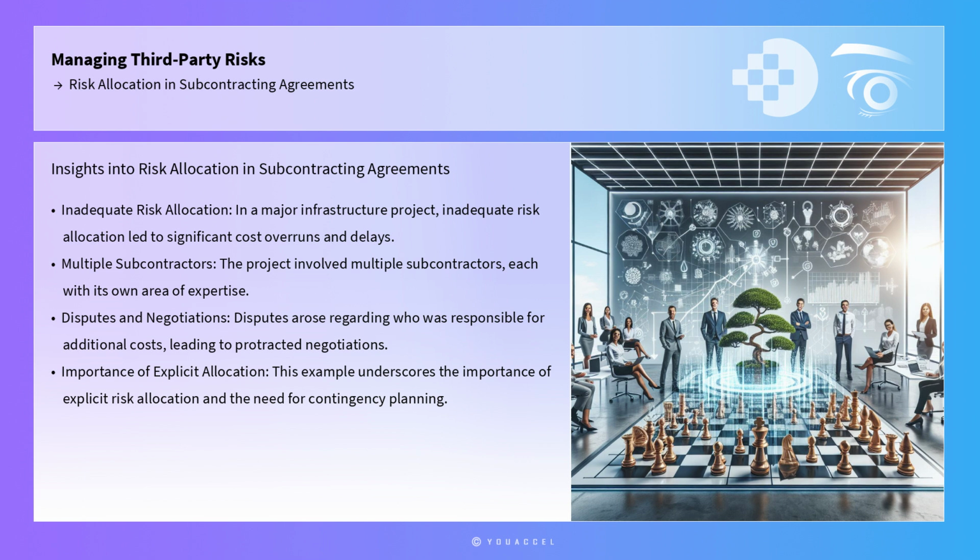Case studies provide valuable insights into risk allocation in subcontracting agreements. Consider the case of a major infrastructure project where inadequate risk allocation led to significant cost overruns and delays. The project involved multiple subcontractors, each with its own area of expertise. However, the primary contractor failed to clearly allocate risks related to weather delays and site conditions. As a result, disputes arose regarding who was responsible for the additional costs incurred, leading to protracted negotiations and strained relationships. This example underscores the importance of explicit risk allocation and the need for contingency planning in subcontracting agreements.